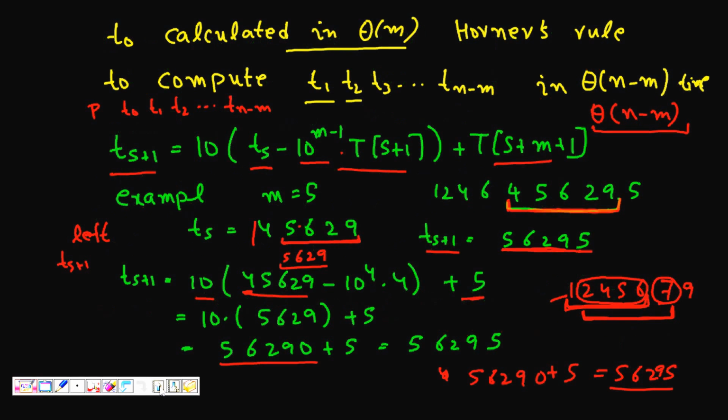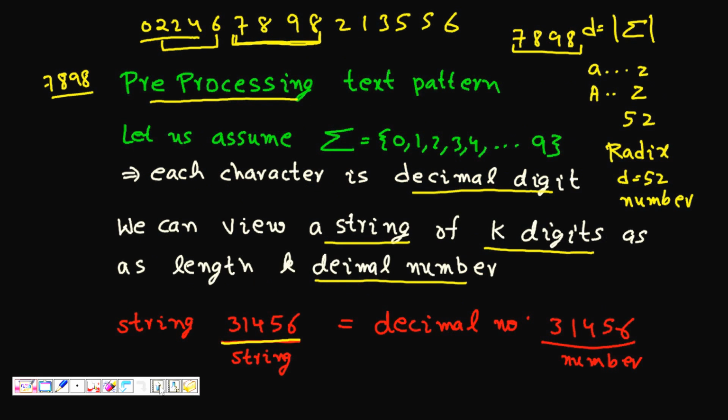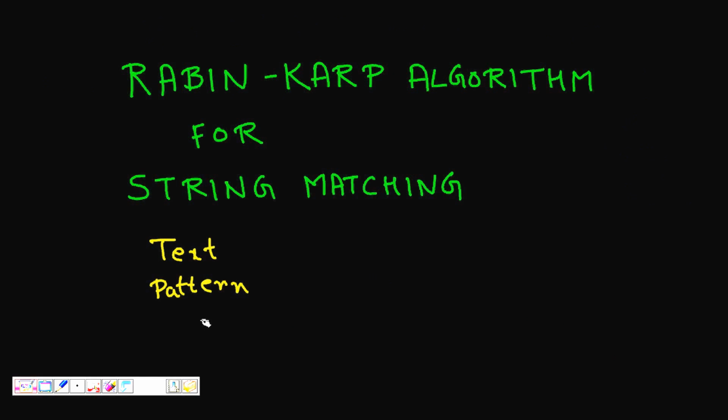So this was about Rabin-Karp's algorithm, and it is a very interesting algorithm for pattern matching. I hope you understand this.